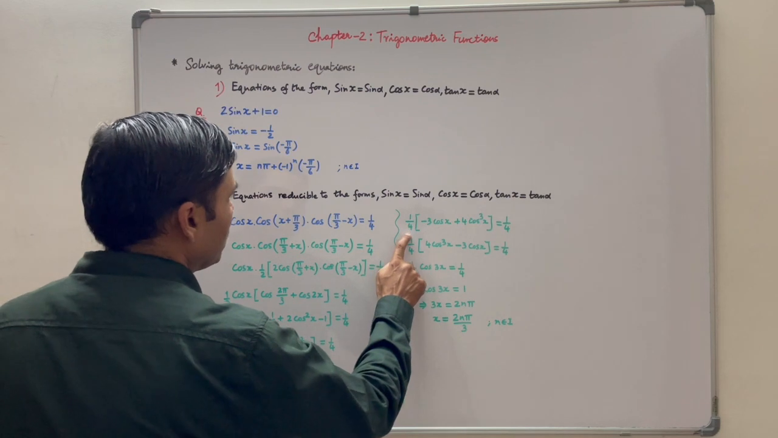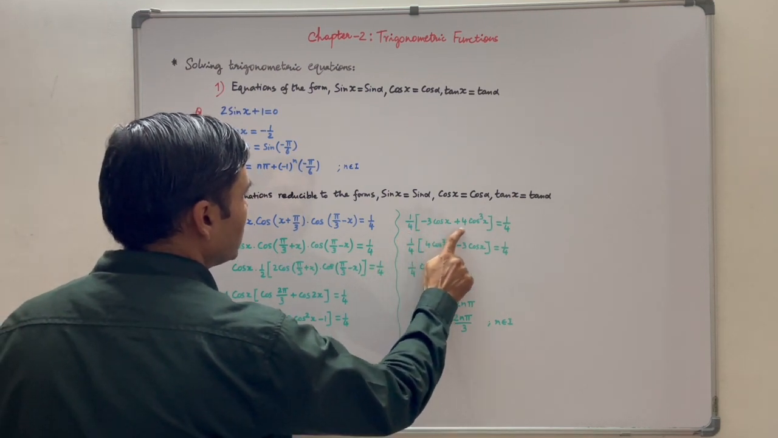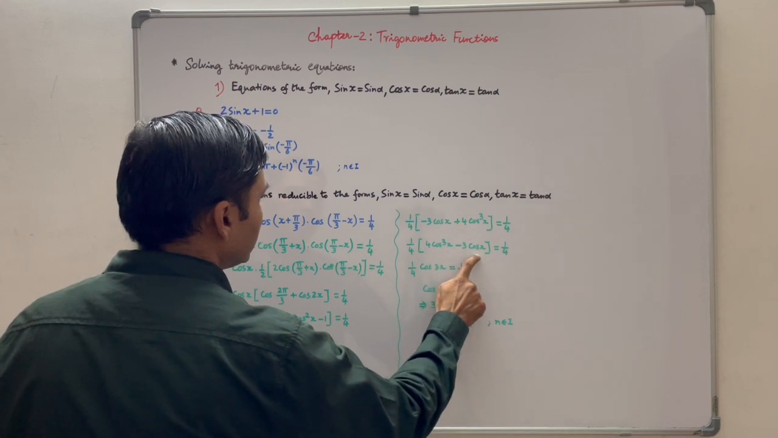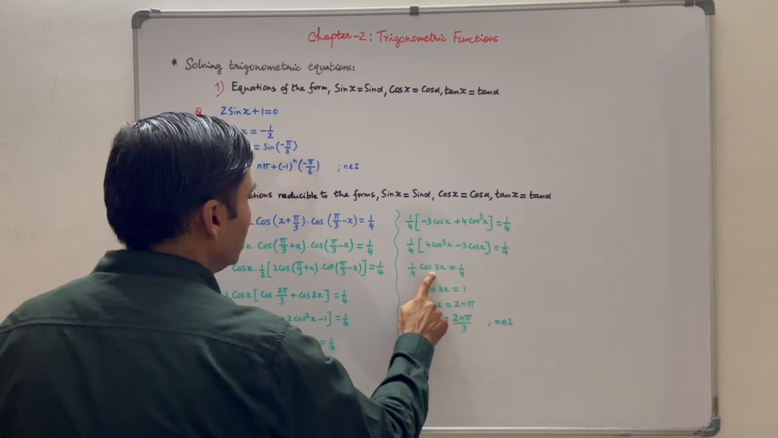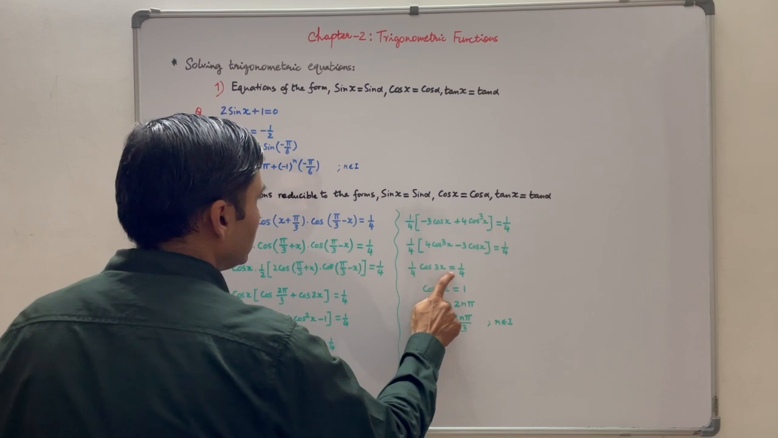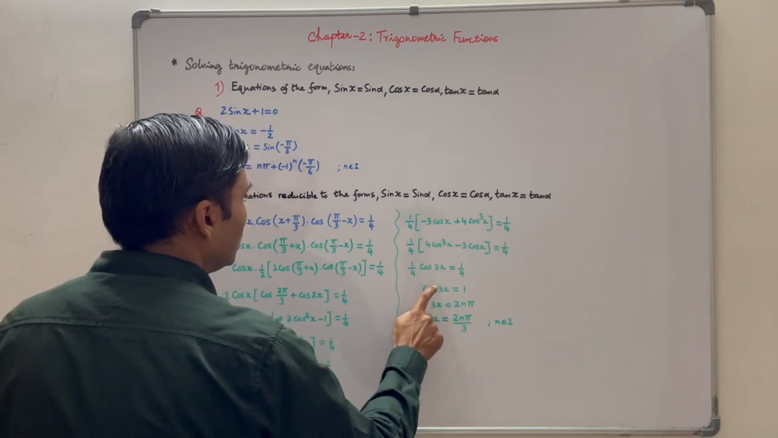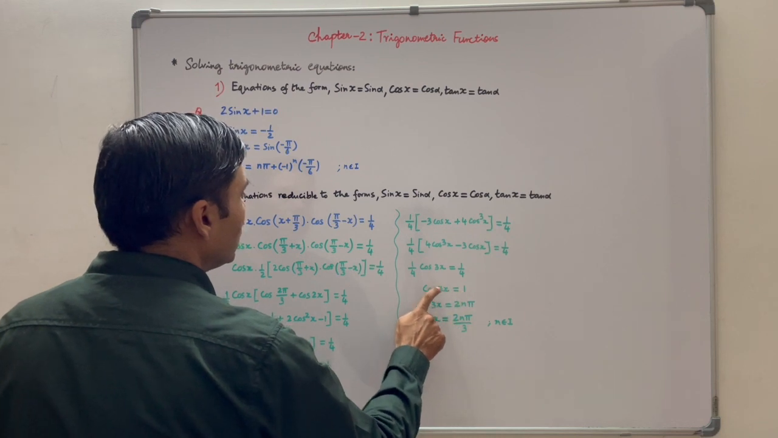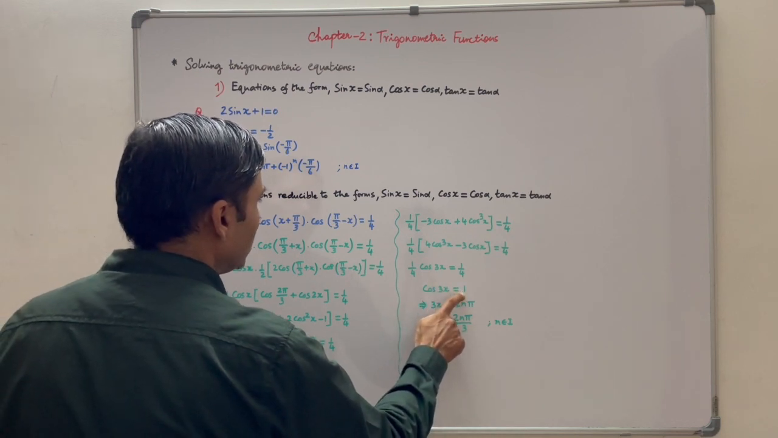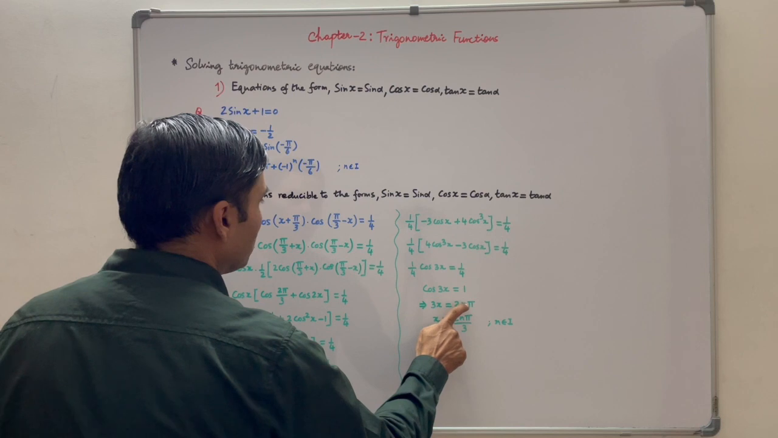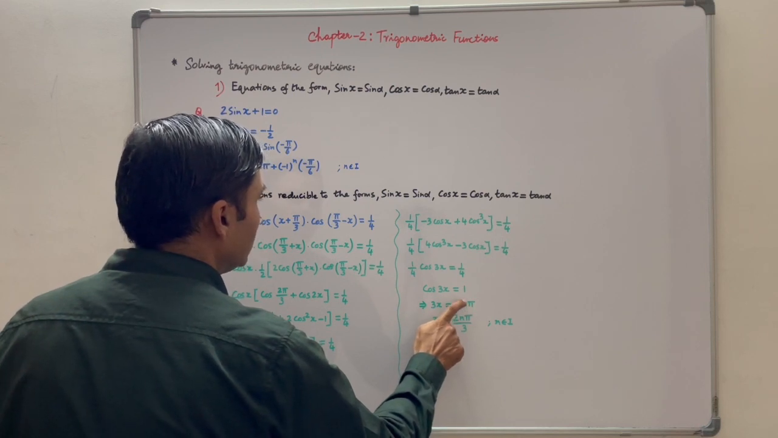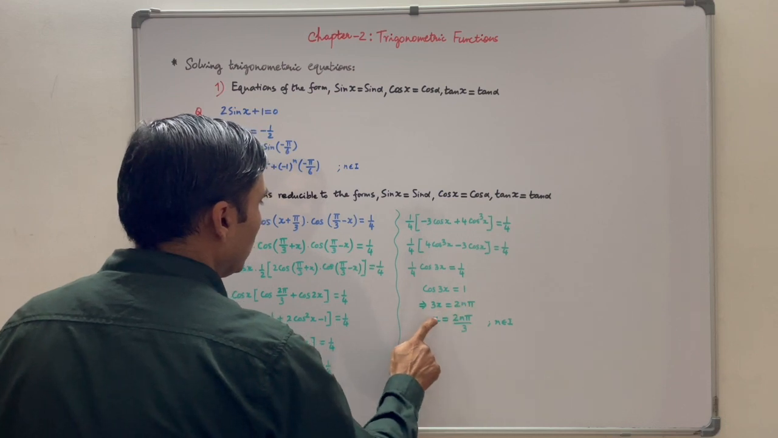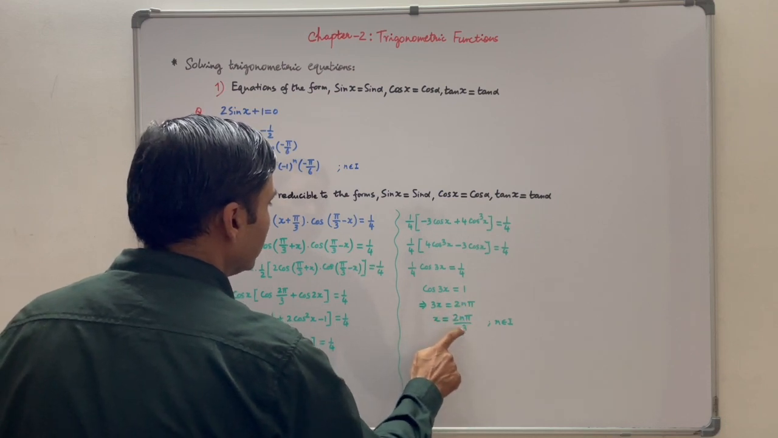So it will be 1 by 4 (minus 3 cos x plus 4 cos cube x). 4 cos cube x minus 3 cos x is equal to cos 3x. So 1 by 4 cos 3x is equal to 1 by 4, or cos 3x is equal to 1. Now it is in the form cos theta is equal to 1. So theta is equal to 2n pi is the general solution. Here theta is 3x. So 3x is equal to 2n pi, or x is equal to 2n pi by 3.